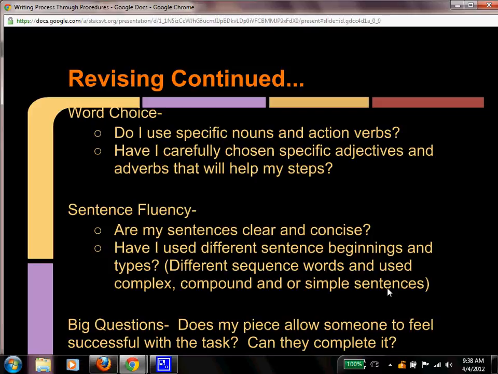That would be redundant. And the last part is these big questions. Does my piece allow someone to feel successful with the task? And can they complete it? As I talked about all of these aspects, think about this in your writing. Come back to these questions at any point to make sure you're feeling successful with your writing piece, and your readers will have success as well.